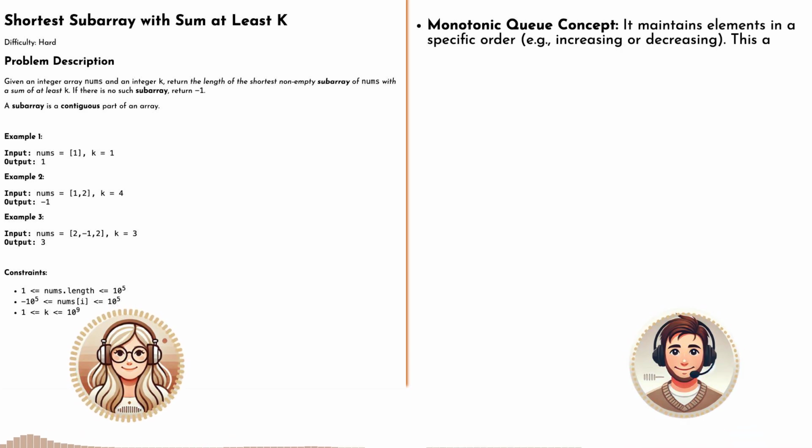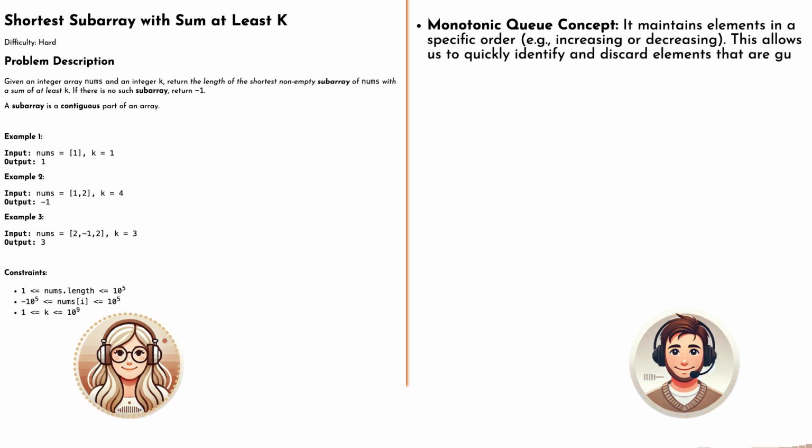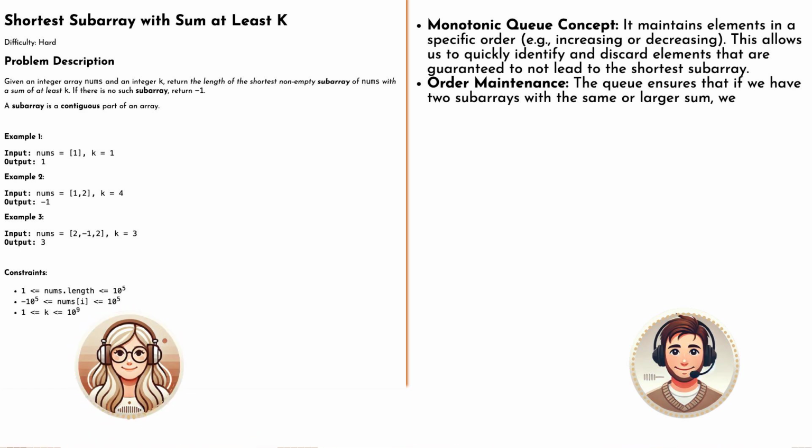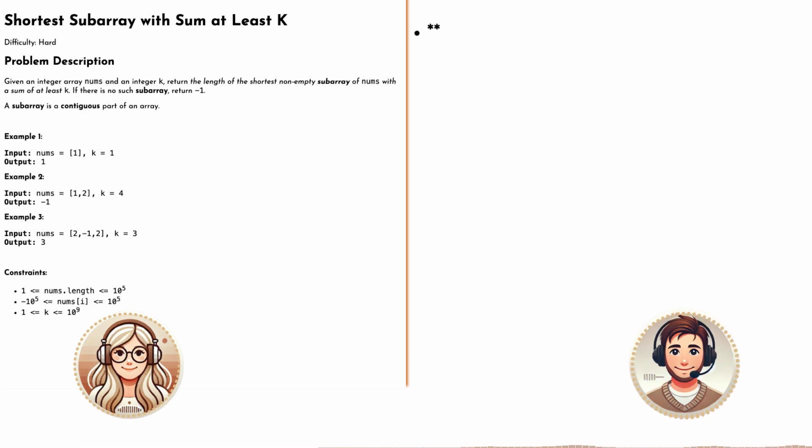So we're not just throwing prefix sums into the queue randomly. No. There's a specific order. Absolutely. We'll use a Deque to implement our monotonic queue, which allows us to add and remove elements from both ends. That flexibility is key for maintaining the order. So how does this ordered queue actually help us find the shortest subarray?